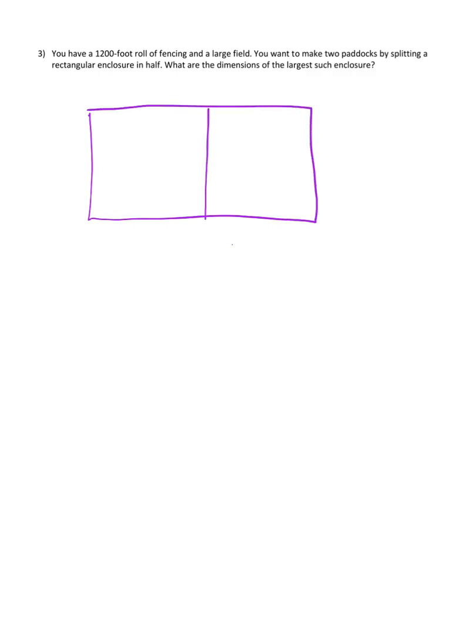So we have a large rectangular enclosure. We split it in half. And all of the purple lines I just drew, that's fencing. Okay. So you have a big rectangular fenced in area, and then you add some fencing down the middle. So these 3 lengths are the same. And then we have Y across the top and the bottom.